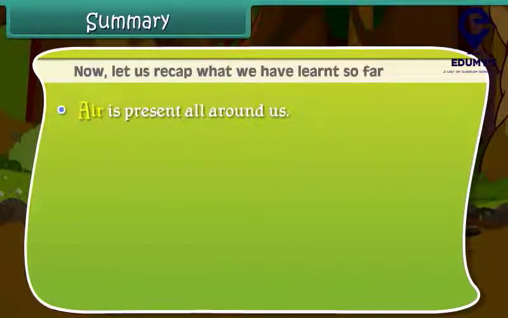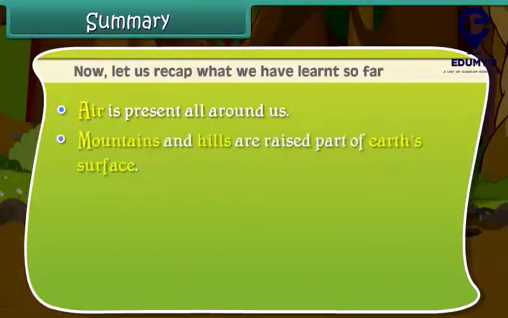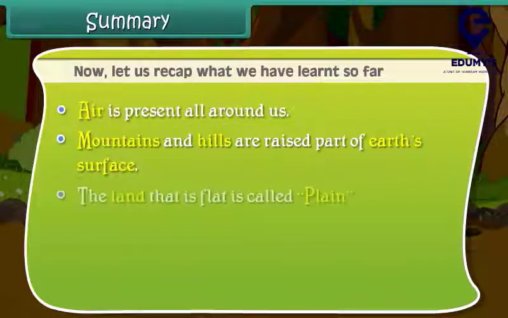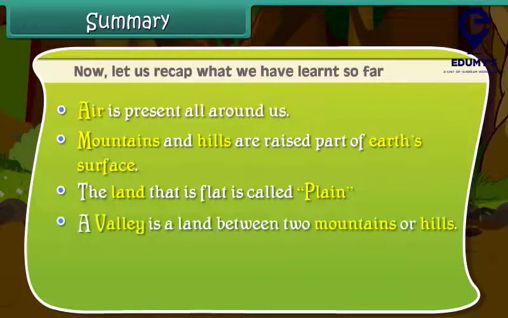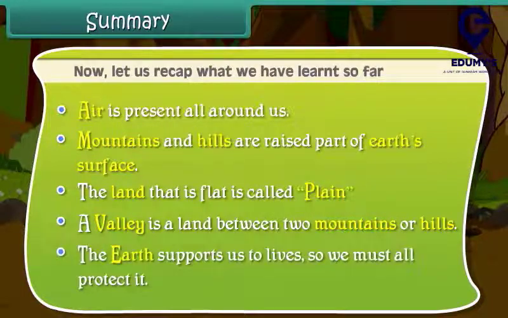Air is present all around us. Mountains and hills are raised parts of Earth's surface. The land that is flat is called a plain. A valley is a land between two mountains or hills. The Earth supports us to live, so we must all protect it.